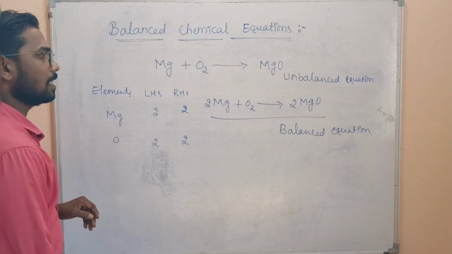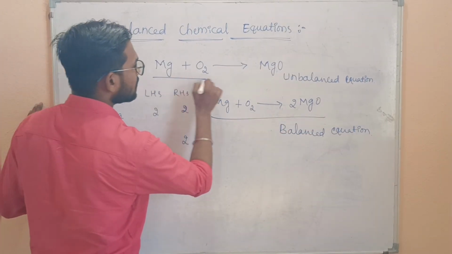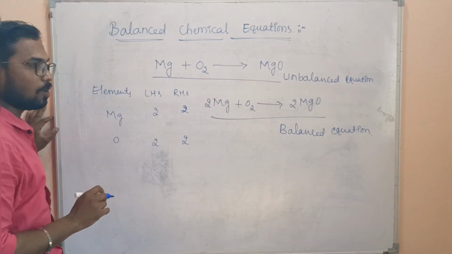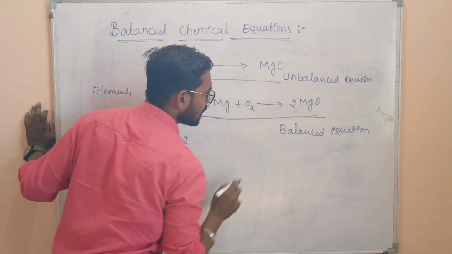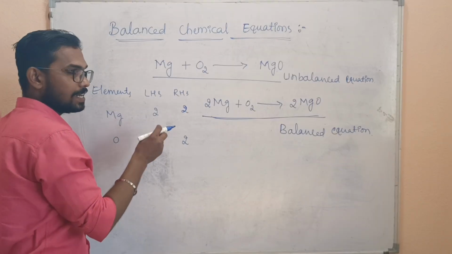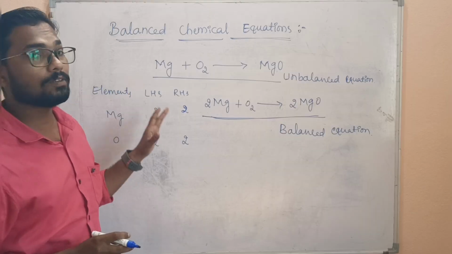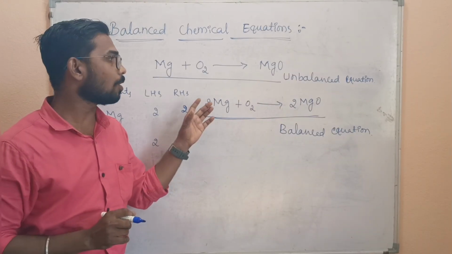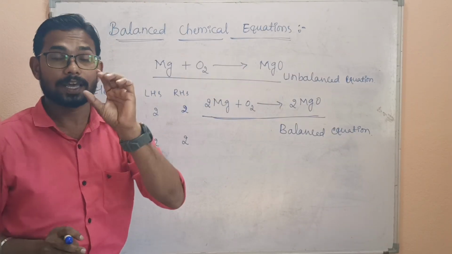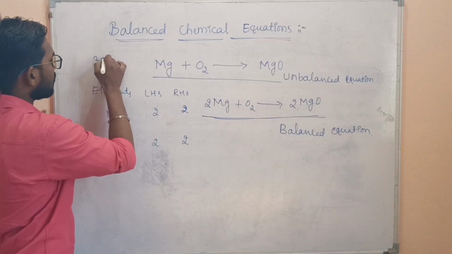We can say it is an unbalanced chemical equation because here the elements are not in a balanced form, but the elements are the same on both sides, the left hand side as well as the right hand side. So this is very important for your examination because it includes 3 marks.